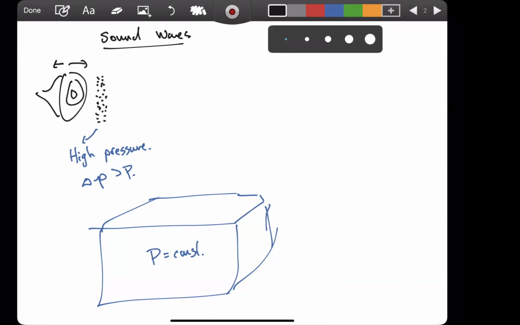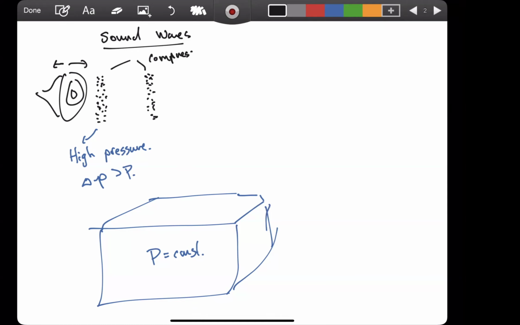Now, as the wave travels, you're going to get many of these spots here, which are all high pressures. These are what are known as compressions. Now, in between, you're going to get particles which are spread out a lot more, which means that these are going to have low pressure areas, which are what are known as rarefactions.